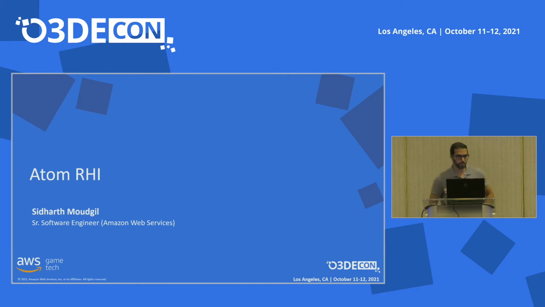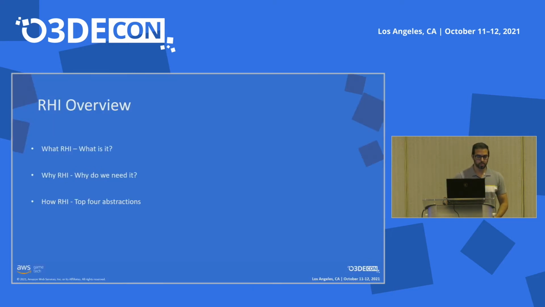Hi, I'm Siddharth Motgil, senior software engineer with Amazon Web Services. I'll be discussing the Atom RHI. In this talk, I'll be talking about what an RHI is, why we need it, and how we solve at least the top biggest problems. There are many problems that it solves, but I'll only be discussing the top big ones.